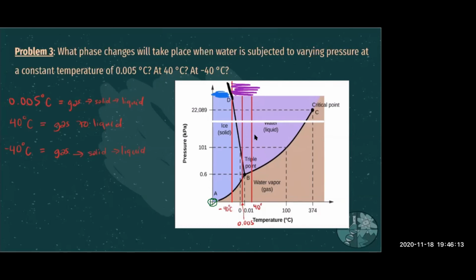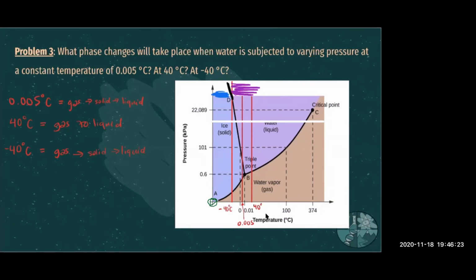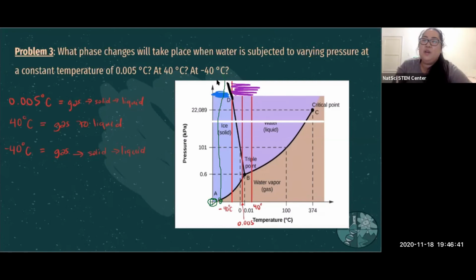And then, for example, because this one is not clear, we have to estimate negative 40 degrees Celsius. For example, if I estimate here and then I draw a line up, and it doesn't cut the line directly, if it goes in diagonally, I think gas to solid would also be an acceptable answer.